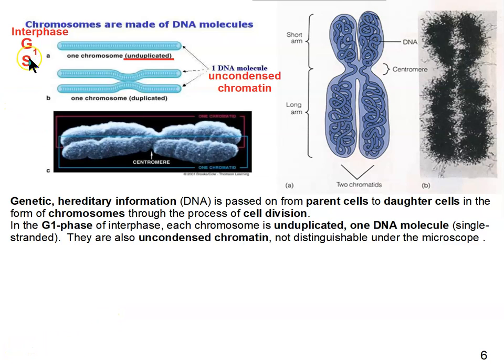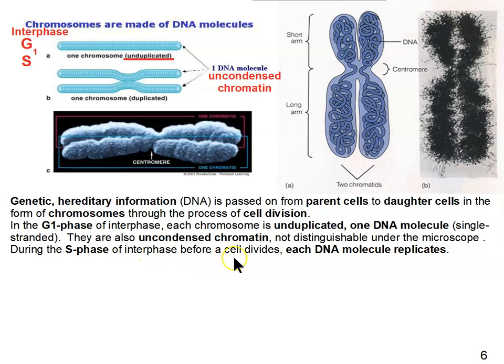Then, of course, we go through the S phase, which is synthesis of DNA, replication, and that's where we go from one copy to two copies. So during S phase of interphase, before a cell divides, each DNA molecule replicates. And so we're only looking at one DNA molecule here, but when that DNA molecule replicates during the S phase, then we have two molecules of DNA. And so this represents the DNA in a cell in G2 of interphase. So we're still in interphase, G2.